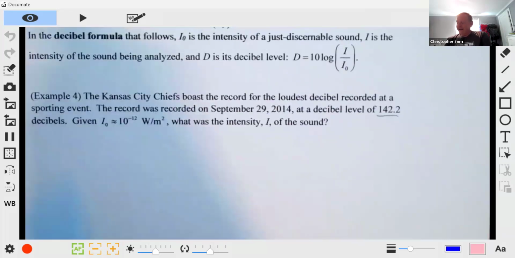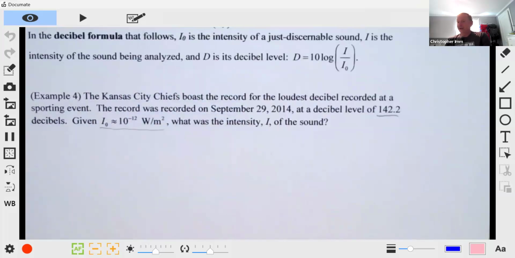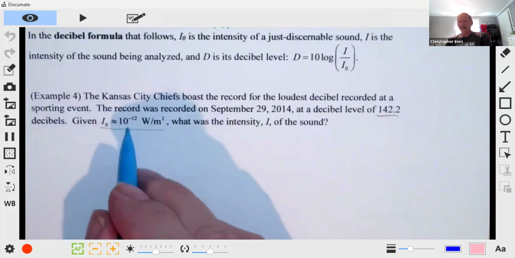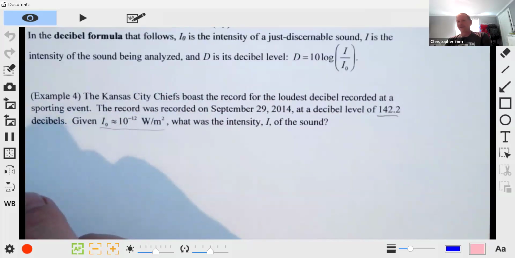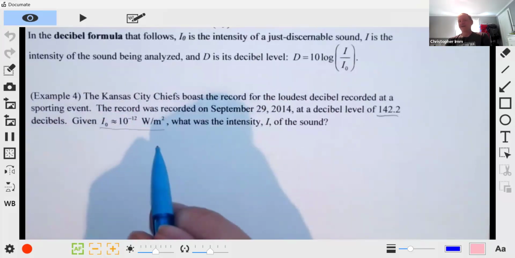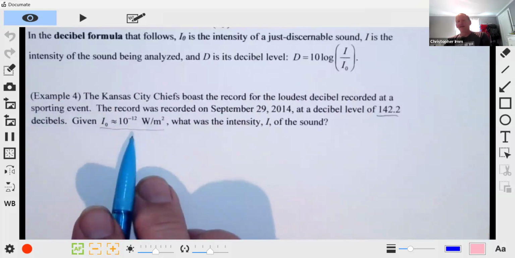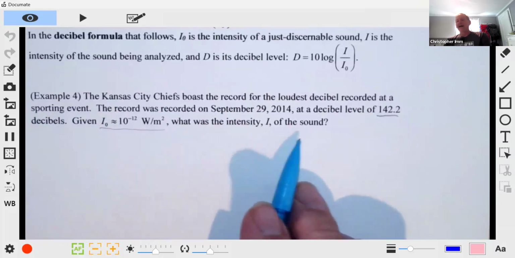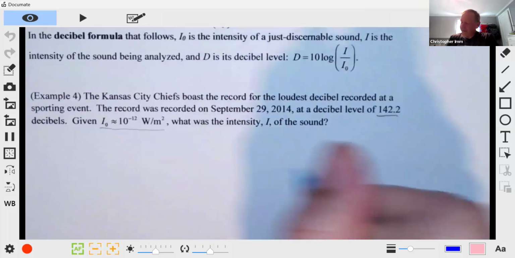If we're given I naught is equal to 10 to the negative 12. So 10 to the negative 12, that's scientific notation. Basically, we move the decimal back 12 places. So we have 0.000000000001 watts per meter squared, very small, just discernible sound. What is the intensity I of this sound? So we think about this in terms of powers of 10. We can use our formula.